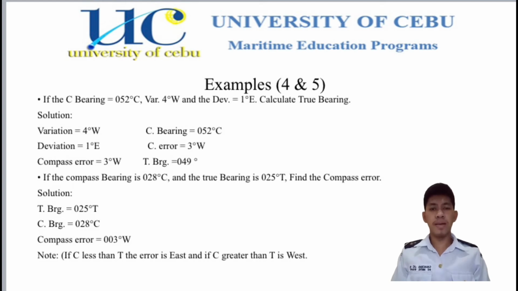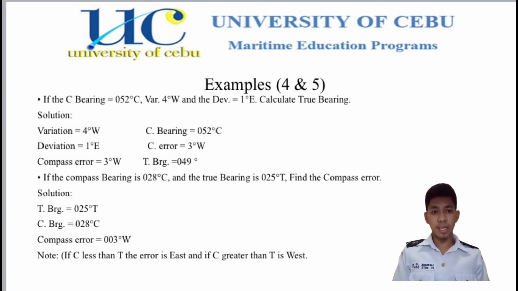Examples 4 and 5. If the compass bearing equals 052 degrees C, variation 4 degrees west, and the deviation equals 1 degree S, calculate the true bearing. Solution. Variation equals 4 degrees west, deviation equals 1 degree S, so the compass error equals 3 degrees west. To get the true bearing, kindly subtract the compass error from the compass bearing. Compass bearing equals 052 degrees C, compass error equals 3 degrees west, so the true bearing equals 049 degrees.